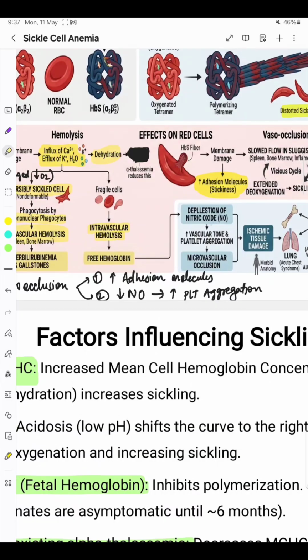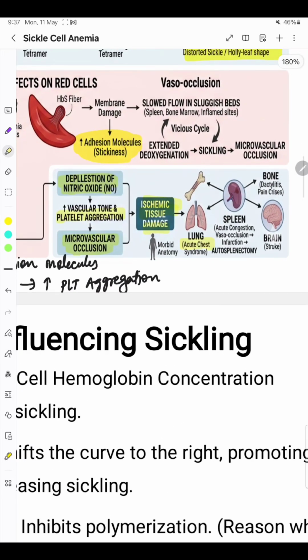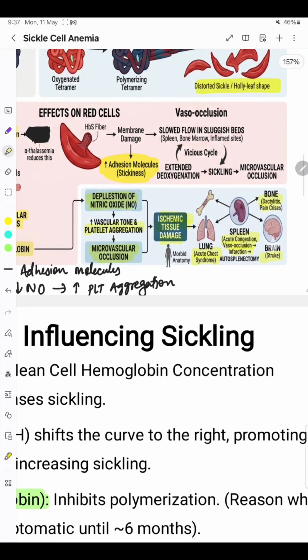This free hemoglobin binds with nitric oxide and decreases the level of nitric oxide, which results in increased platelet aggregation and altered vascular tone, and plays an important role in the development of microvascular occlusion. Based on the site, this microvascular occlusion causes ischemic tissue damage like acute chest syndrome in the lung, dactylitis and pain crisis in bone, acute congestion and autosplenectomy in the spleen, and may result in stroke when the brain is involved.